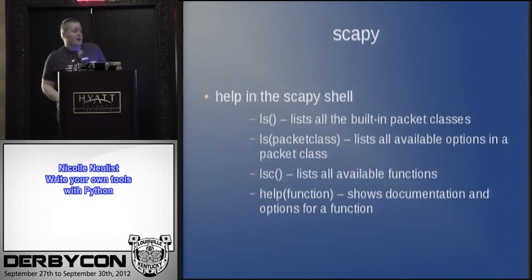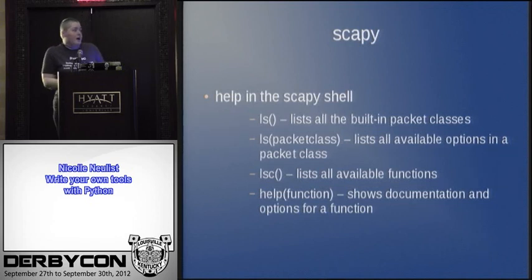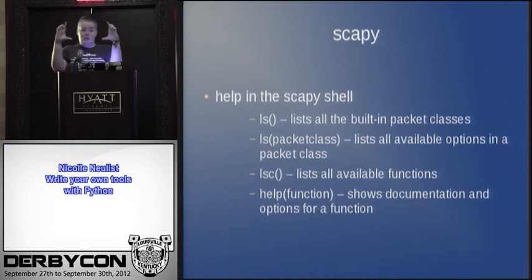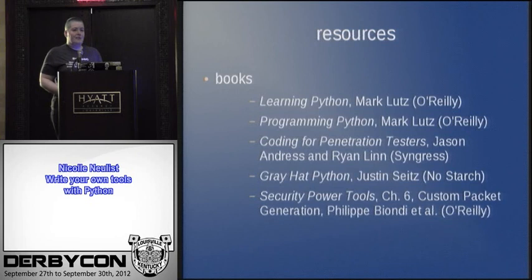It has help in the shell as well. It's a little different than the regular Python help. LS lists all the packet classes, so if you're trying to figure out, okay, how do I build a TCP packet that has this, that, and the other attributes? LSC lists all of the available functions, and then it still does have the help function for specific functions, but it knows that your first question is probably going to be, well, what functions does this have?